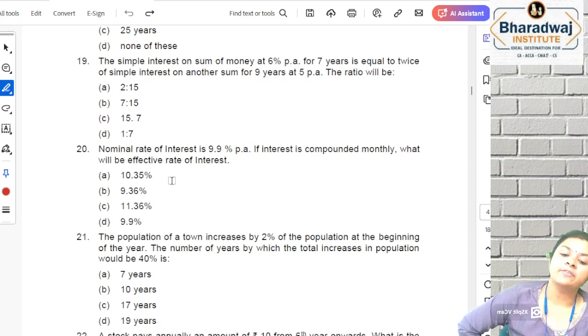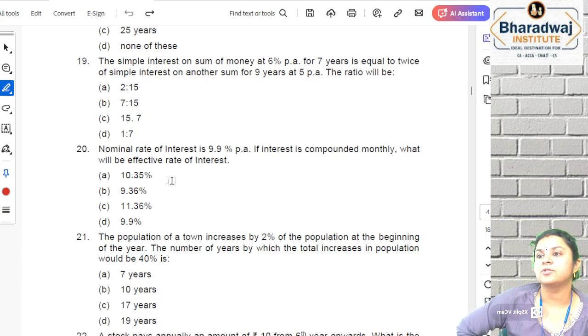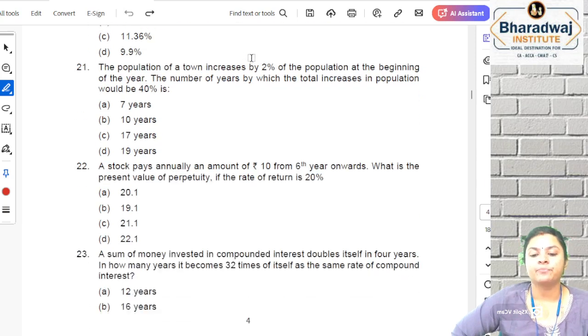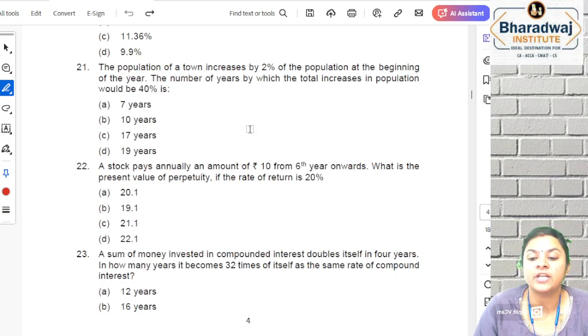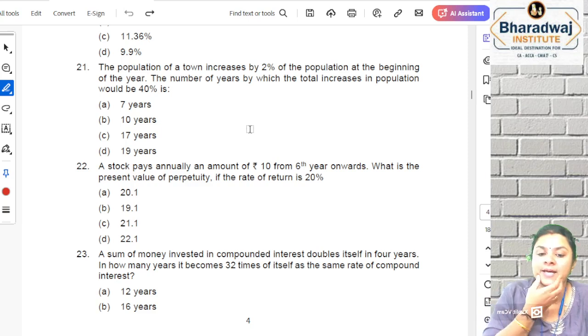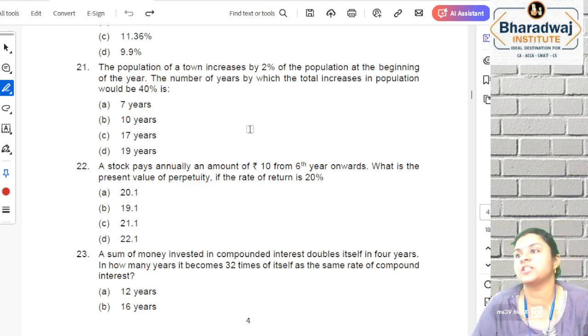20th. Nominal rate of interest is 9.9%. Interest is compounded monthly. So power will be 12. Okay. 21. A population in a town increases by 2% of the population at the beginning of the year. So every year it is a 2% increase. Number of years in which the population will increase by 40 percent.